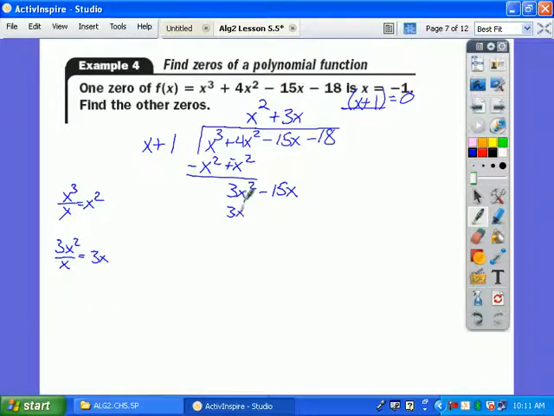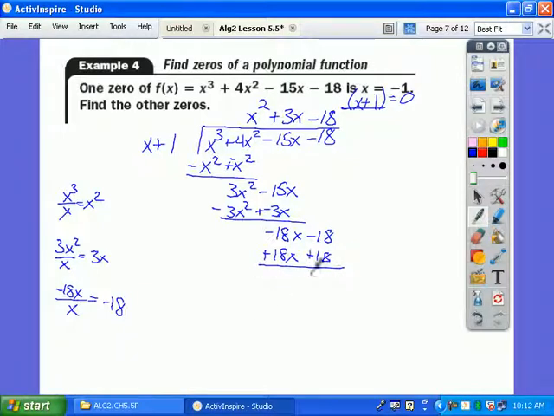So 3x times x is 3x squared. 3x times 1 is plus 3x. But now we subtract. Subtraction means change the signs. So now we get negative 18x, and we bring down the negative 18. One last division. It's negative 18x divided by x. Again, this is like scratch work, but it helps you to see where the answers, x squared plus 3x minus 18, are coming from. Minus 18 times x, minus 18x. Minus 18 times 1 is minus 18. Subtract, so we change the signs, and we get a remainder of 0.